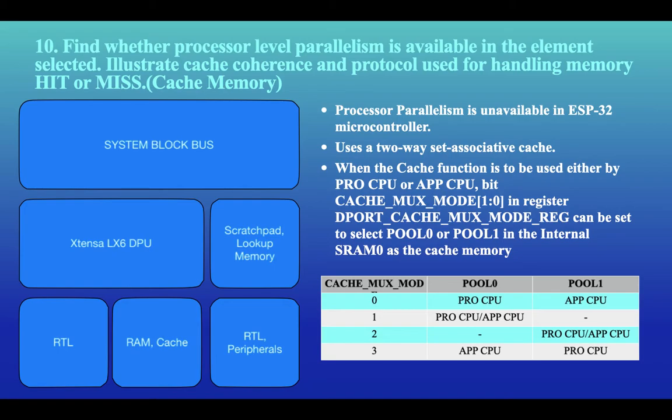When both Pro CPU and App CPU use the cache function, pool 0 and pool 1 in the internal SRAM 0 will be used simultaneously as the cache memory. When bit cache mux mode is set to 1 or 2, Pro CPU and App CPU cannot enable the cache function at the same time. When the cache function is enabled, pool 0 or pool 1 can only be used as the cache memory and cannot be used by the instruction bus as well.